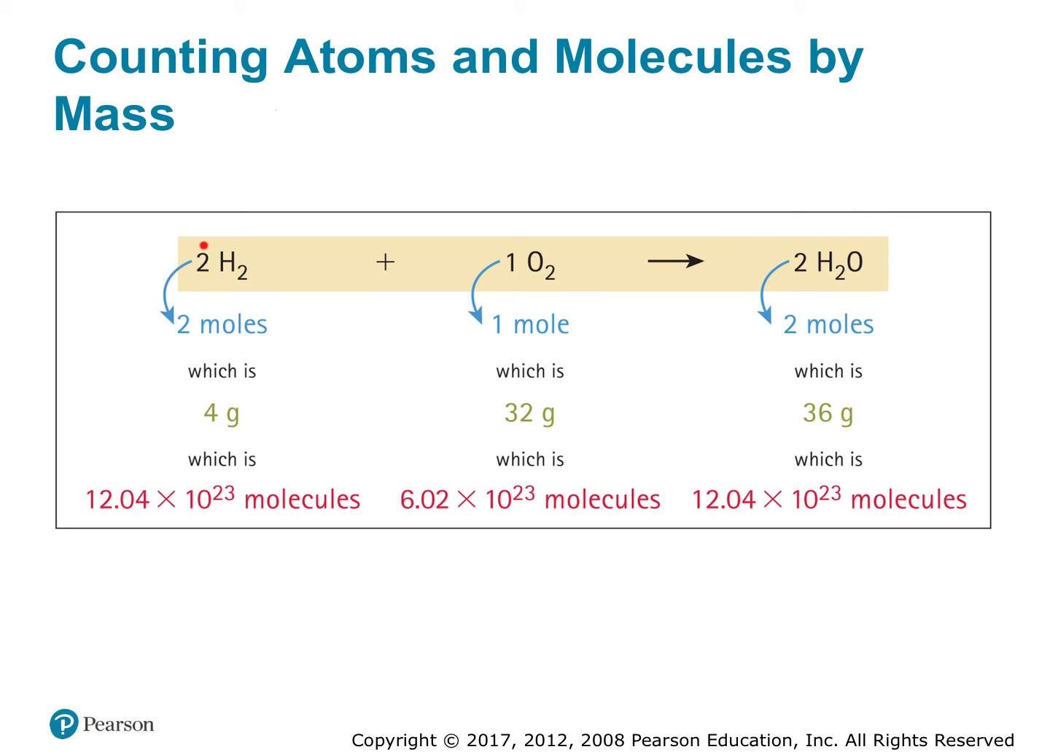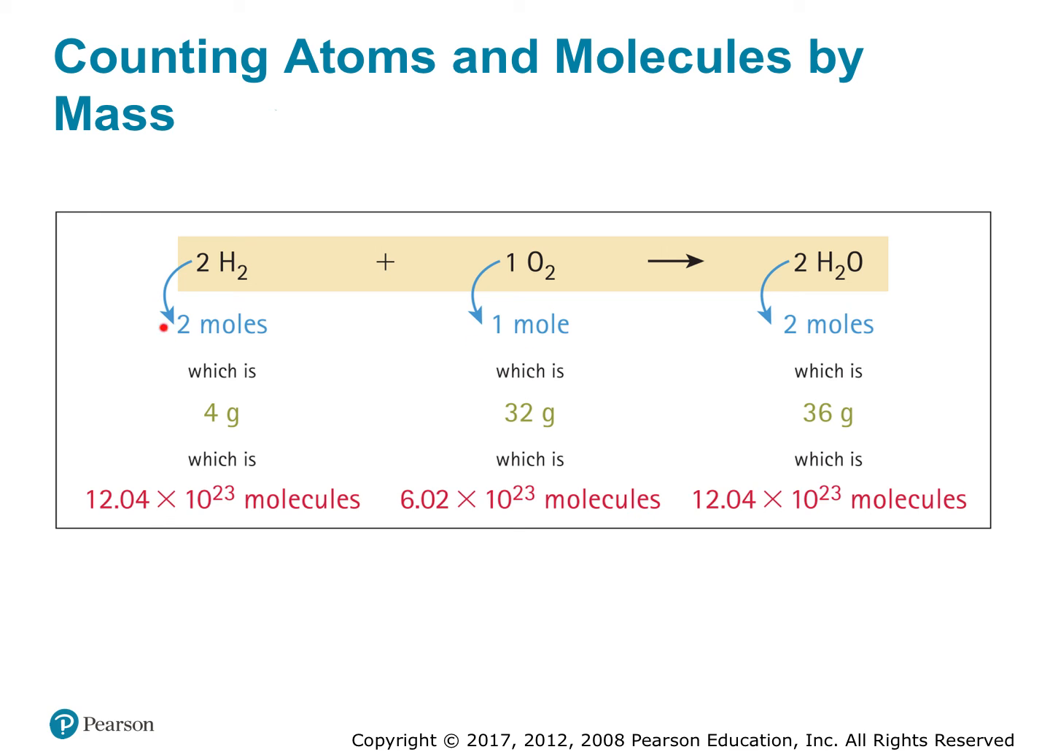Now, this 2 here tells me that I've got 2 moles, and that is going to be 4 grams. And so 2 moles means 6.02 times 2 times 10 to the 23rd, or 12.04 times 10 to the 23rd molecules. Here, I've got 1 mole of O2, which is 32 grams, and that's going to give me 6.02 times 10 to the 23rd molecules.